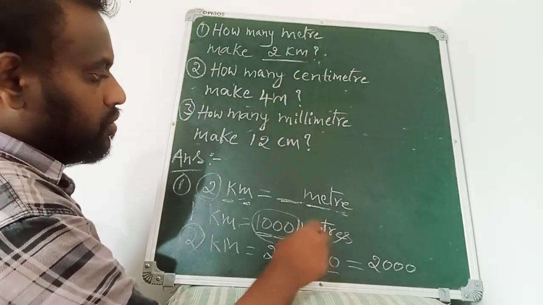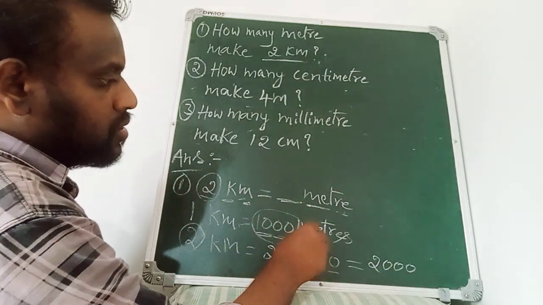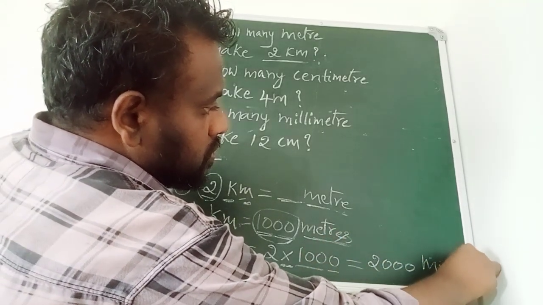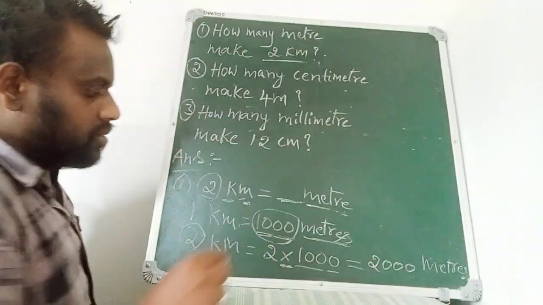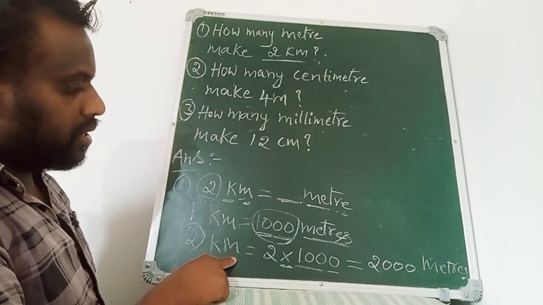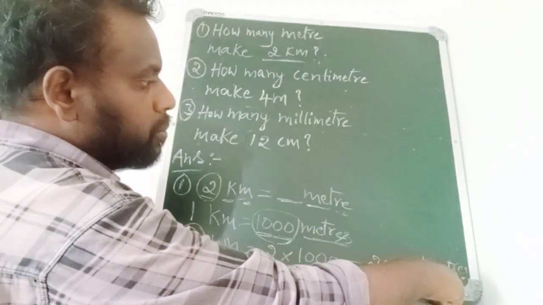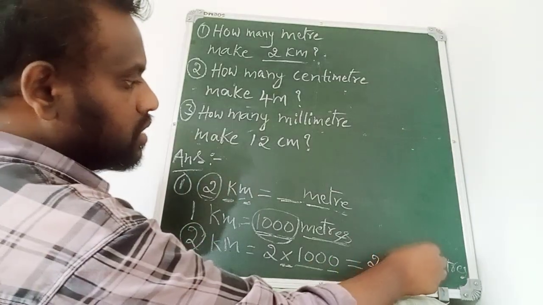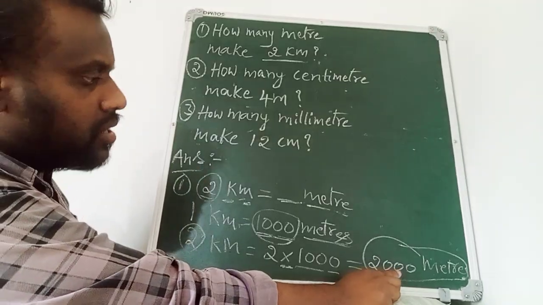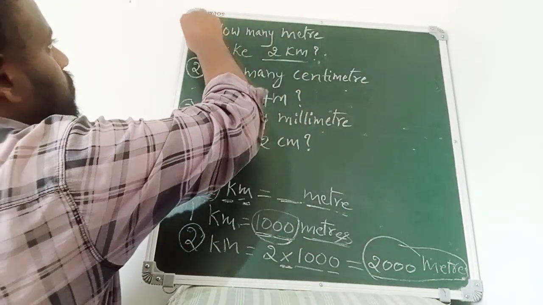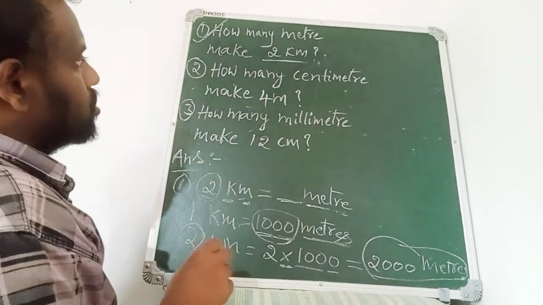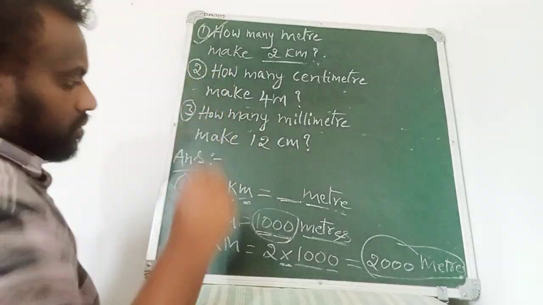And we are converting kilometer to meter, so you have to write meters here. Now what is the answer? 2 kilometer is equal to 2000 meters. So this is the answer. 2000 meter is the answer for the first question. So this is done. Next, I will move on to the second question.